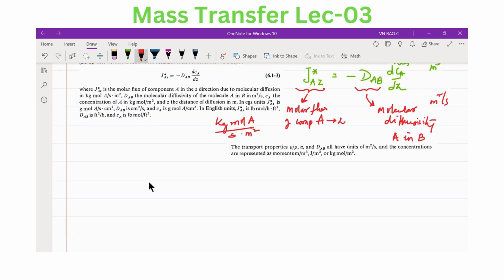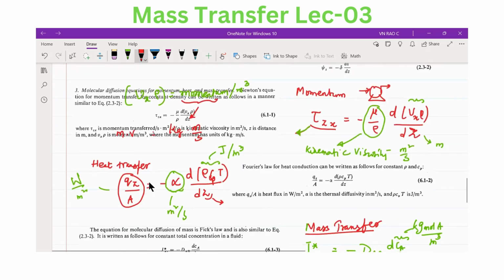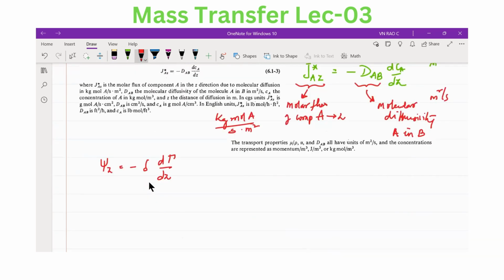So in conclusion, we have a general equation written as phi z is equal to minus something. This is a general equation of transport. Equation of transport for what? First of all, we have written the equation for tau zx. That will become minus mu by rho into something.